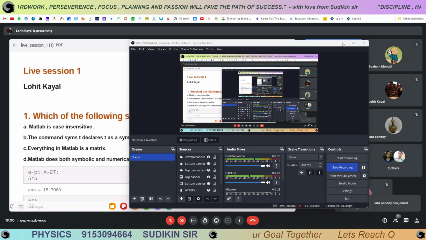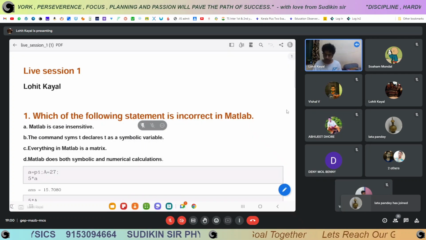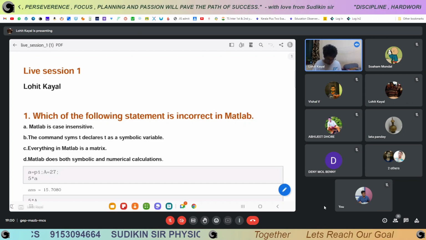how to write a function, how to use symbolic computation, and etc. So let's start with it.